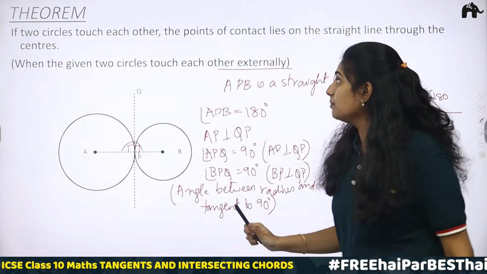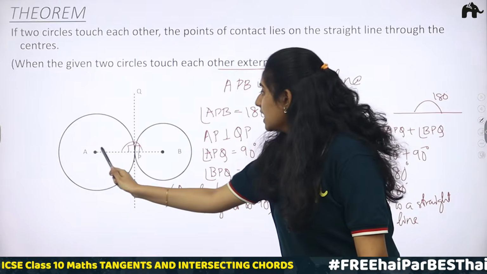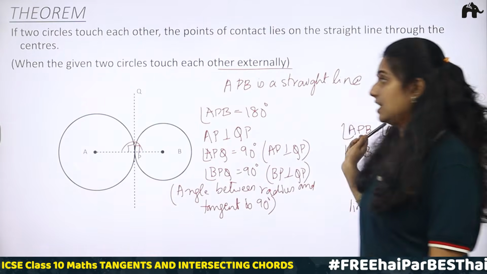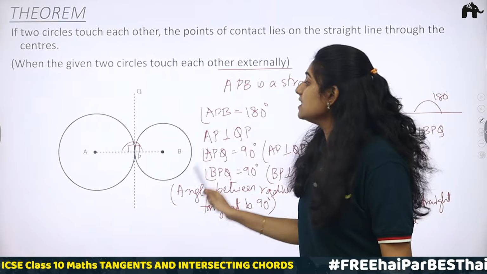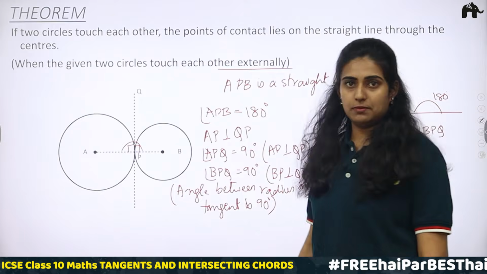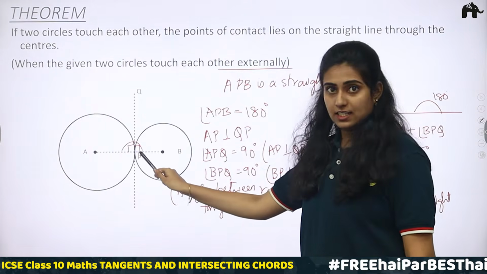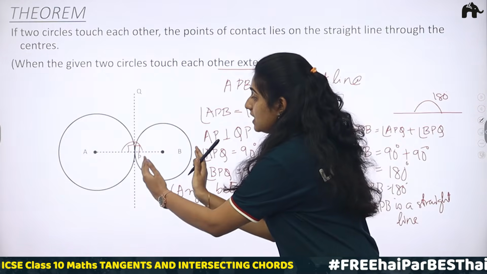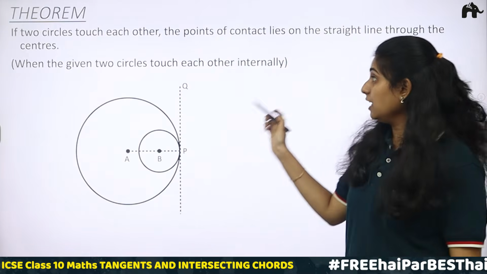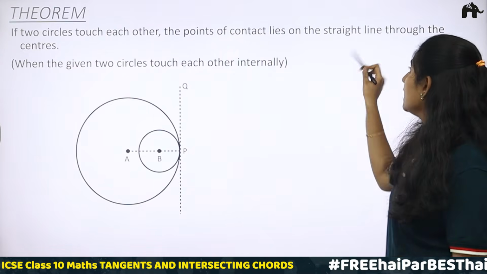So, according to the statement, we need a straight line through the centers. APB is the straight line through the centers when two circles touch each other and we have the point of contact P. Here this is the case when the circles touch each other externally. That is, the second circle does not lie inside the first circle. Clear?